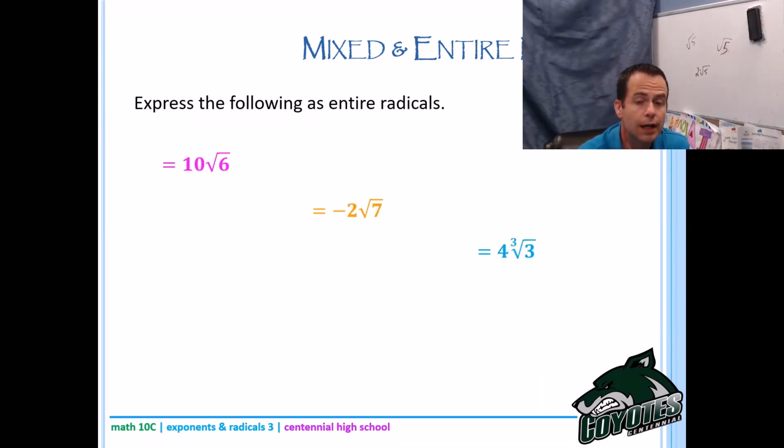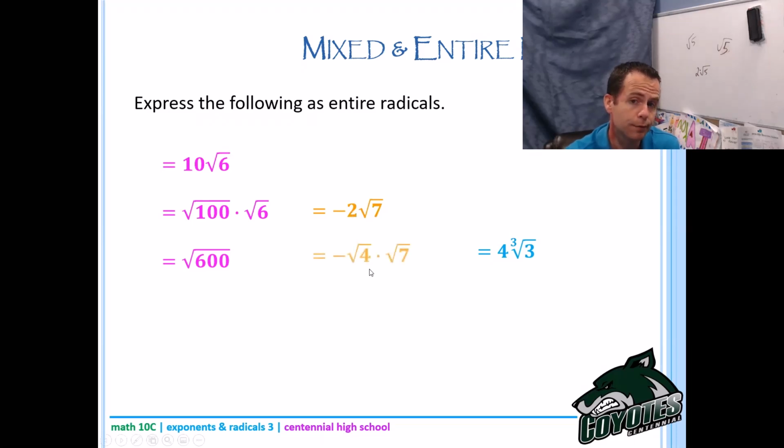So 10 as a root would be root 100, so I'm looking at root 100 times root 6, which is root 600. This guy here, you can't bring the negative inside, you can only deal with the 2. So I'm going to change the 2 to be root 4, but the negative stays on the outside. Okay, don't bring the negative inside. So then that'd be 4 times 7, so I'd be looking at negative root 28.